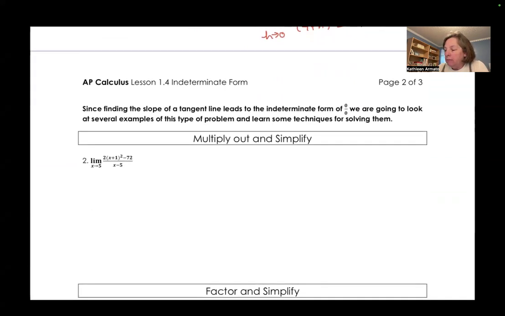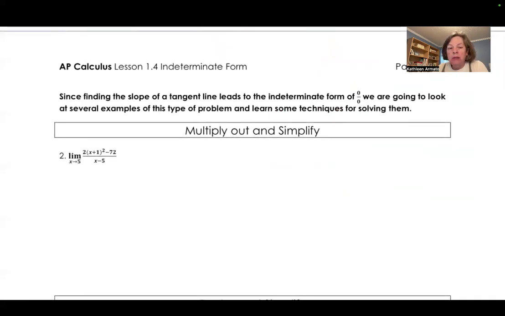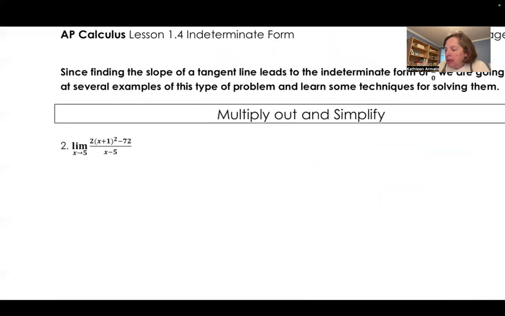The first one, quite frankly, we just did. It's to multiply out and simplify. So again, if you try plugging in 0 here, you get 5 plus 1.